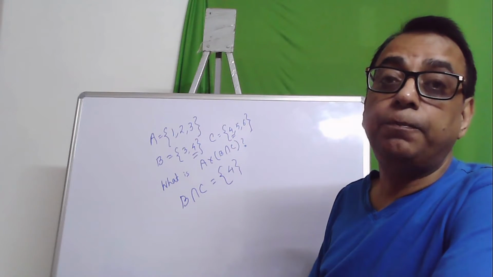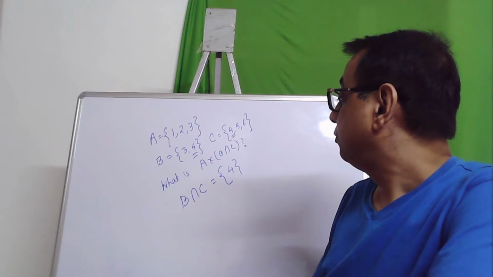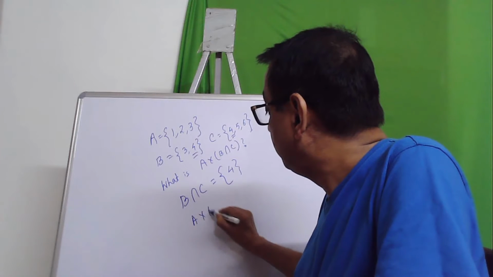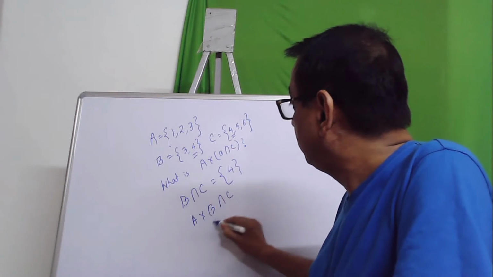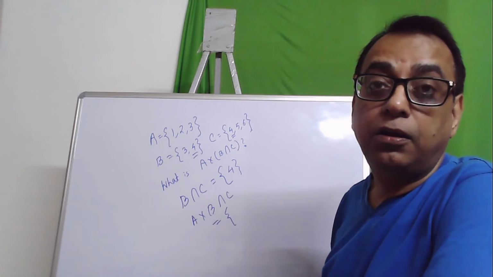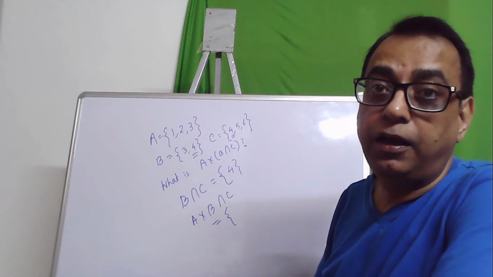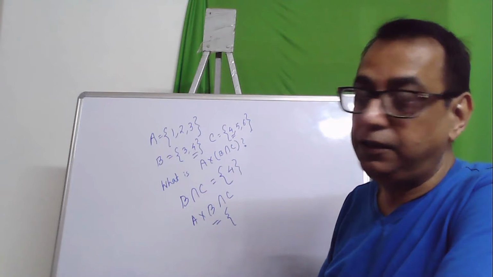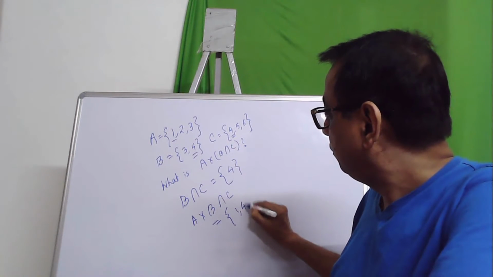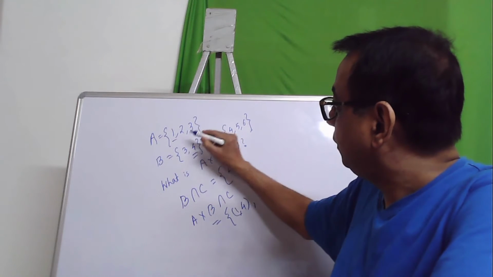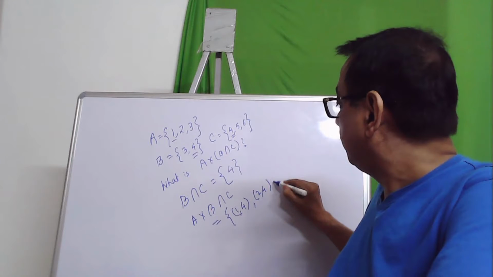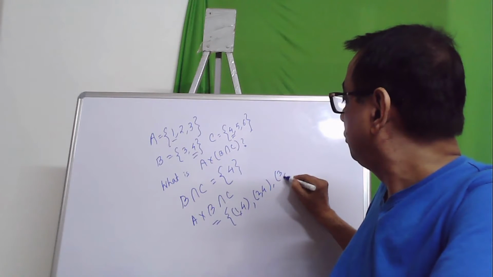So what will be A cross (B intersection C)? It will be all ordered pairs of A and B intersection C. So what are the ordered pairs? (1, 4). It could be (2, 4). And it could be (3, 4).